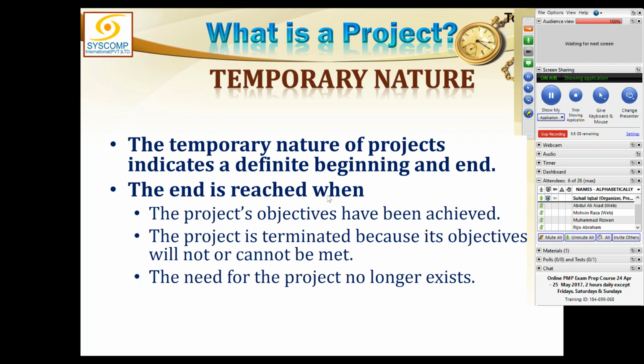End is reached when the project objectives are achieved. Project is terminated because its objectives will not or cannot be achieved. Because we were endeavoring to do it, maybe we find that this project is undoable. It cannot be done. We have started it, but it cannot be finished. So we can terminate the project when we realize that it cannot be done.